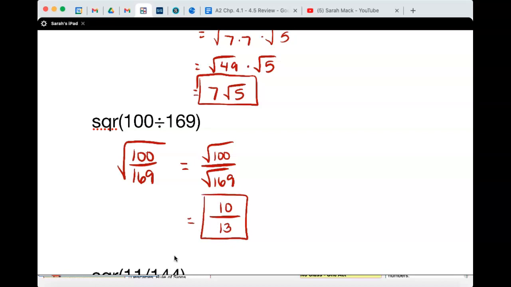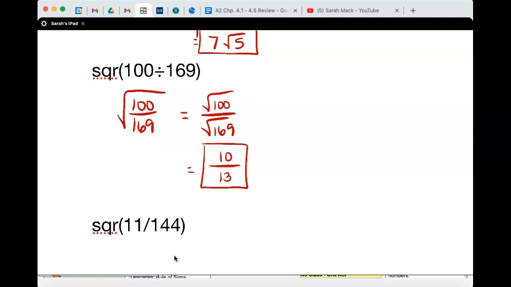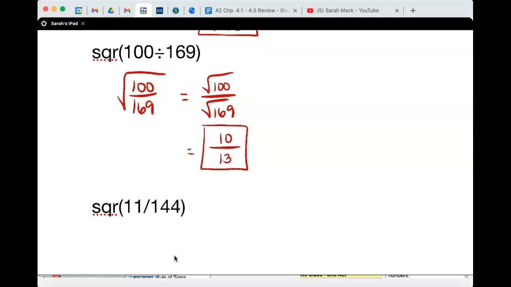Technically, the state standards say you're supposed to know all the perfect squares up to 20, like 14 squared, 15 squared, 16 squared. Most people know up to 12. Those are the ones that we use most often anyways.